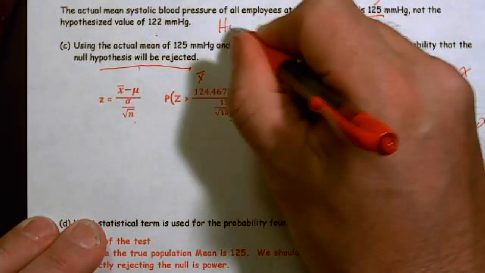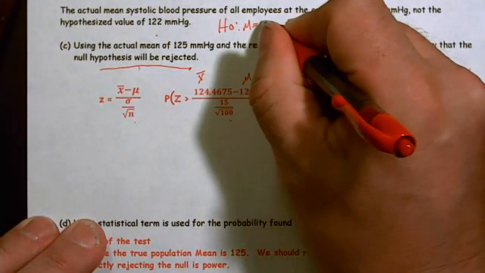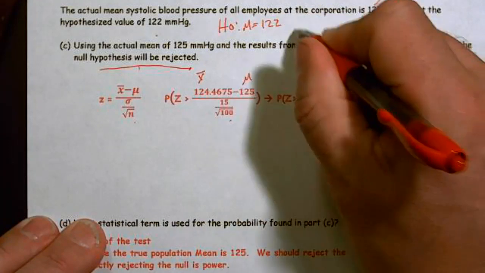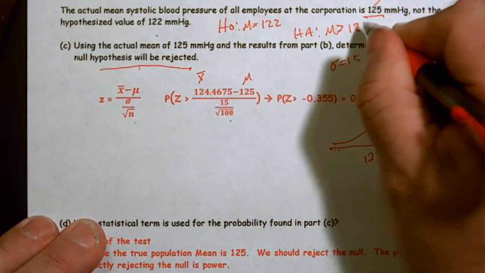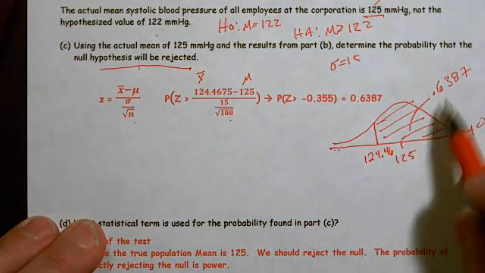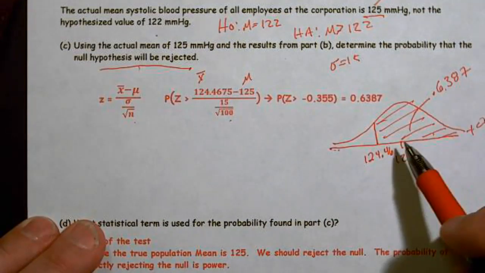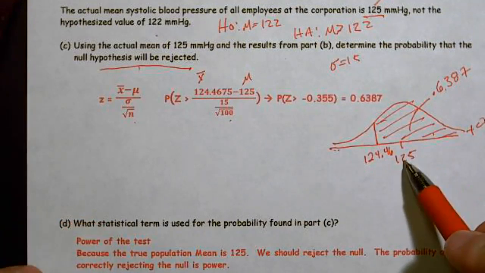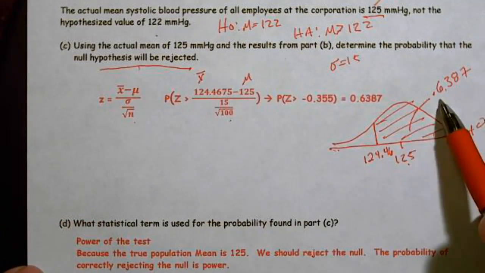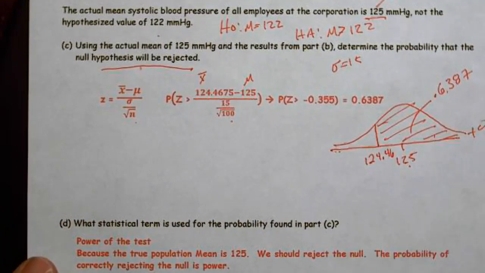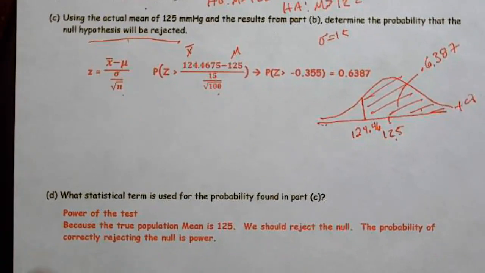So in this case, the probability that we'd actually reject the initial claim of 122, because that was our initial claim, the probability that we would reject that in favor of an alternative is pretty high. It's 0.638, and it's high because the true population mean, the actual population, is 125. It's not the hypothesized 122. So the probability of correctly rejecting is 0.6387. And those words that I just said, probability of correctly rejecting, ties us to part D.